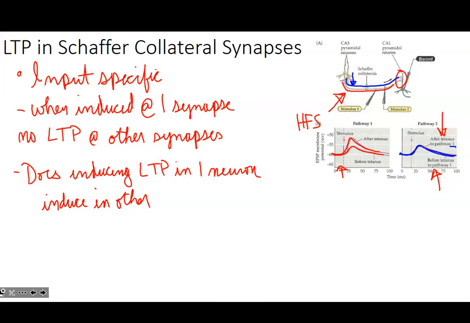So the idea is that this is specific. If we want to measure LTP here, we have to stimulate here to get that measurement. Stimulating here and trying to record LTP doesn't do anything.